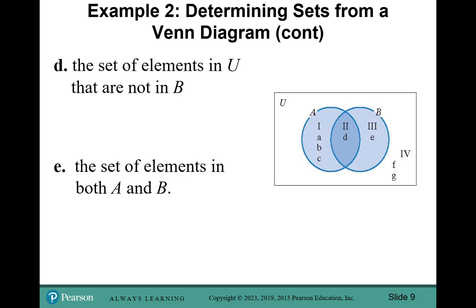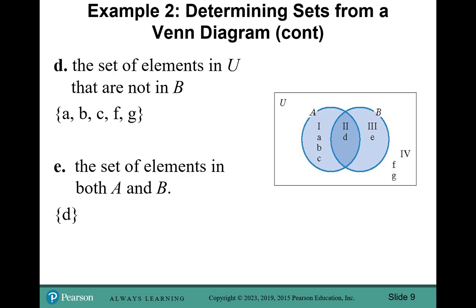Let's look at the set of elements in U that are not in B. Okay, we want the set of elements that are in U but not in B. Basically, we want to exclude everything in B then. We want to exclude the D, we want to exclude the E, but we want to include everything else. So we would definitely include F and G. That's easy. But we would also include A, B, and C. So this set would be A, B, C, F, and G, because those are all the elements not in B that are contained in the universal set U, which is the overall rectangle.